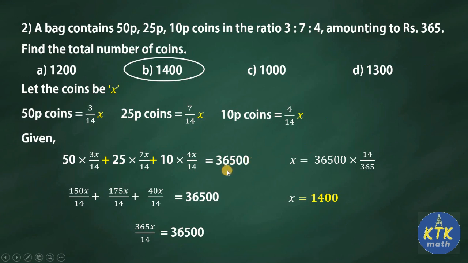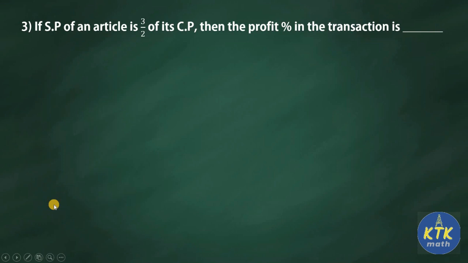Okay, we'll move on to the third question now. It's question number 3. If selling price of an article is 3/2 of its cost price, then the profit percent in the transaction is. In this case, neither selling price nor cost price is given. The only clue is selling price is 3 by 2 of its cost price. Let's check the options given there: 60, 50, 10 and 30 percent.